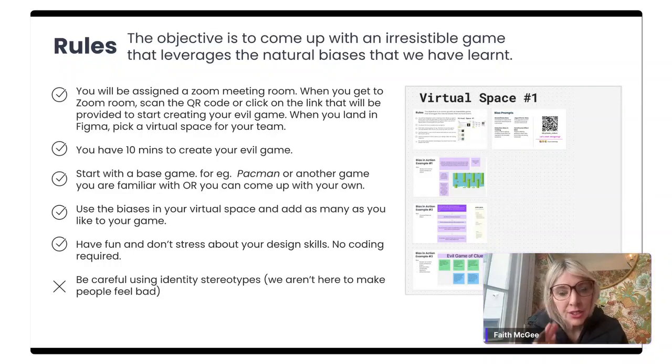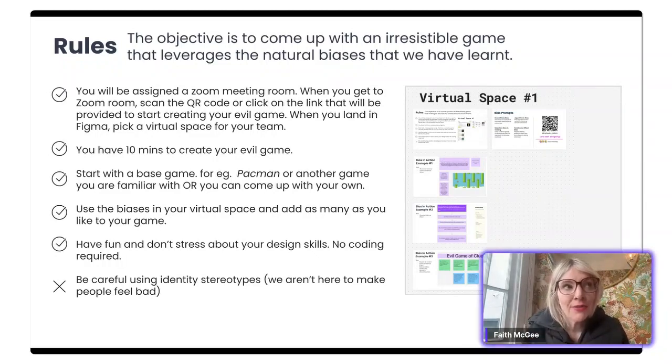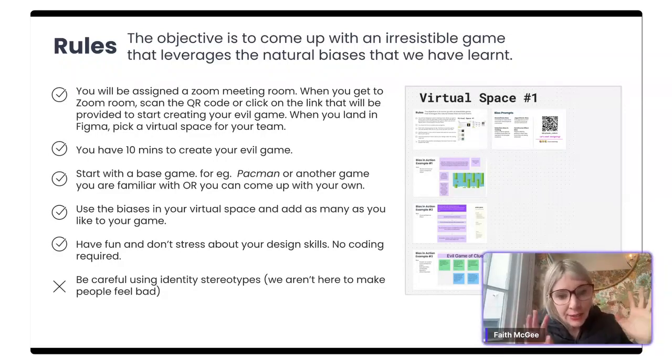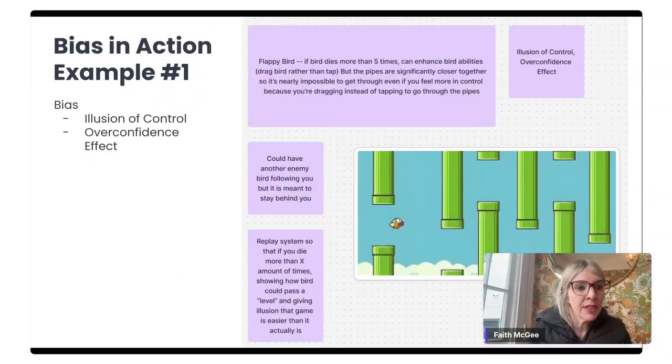You're definitely welcome to use other references if you don't want to use Pac-Man. You can either write things out or add graphics, but what you're going to do is take a bias and make an evil game using that bias. So I'll show you some examples here.